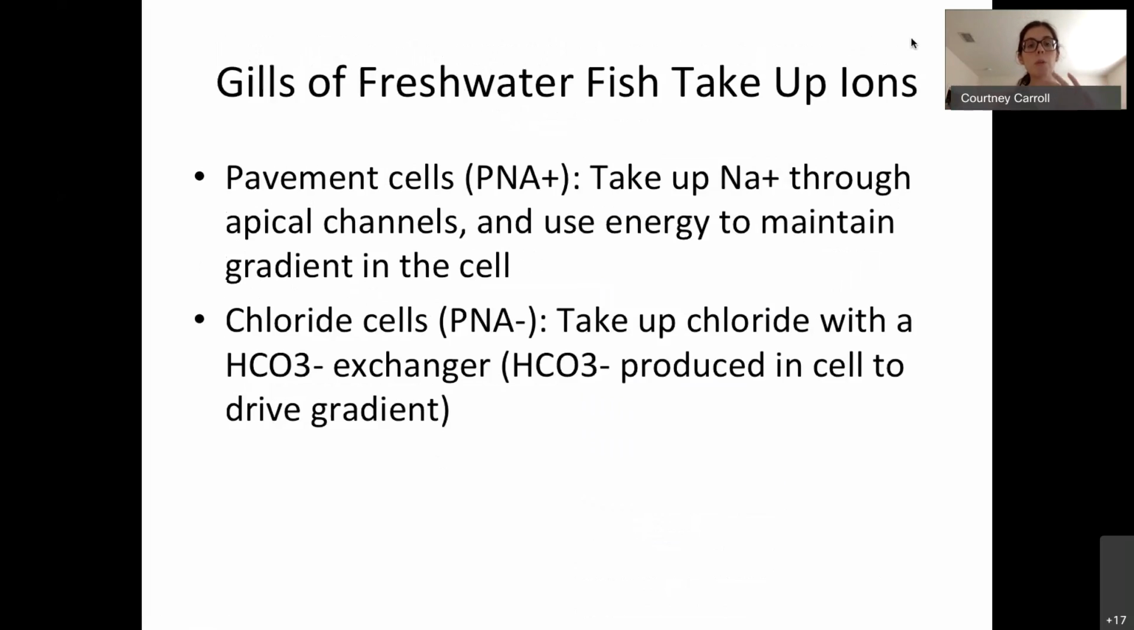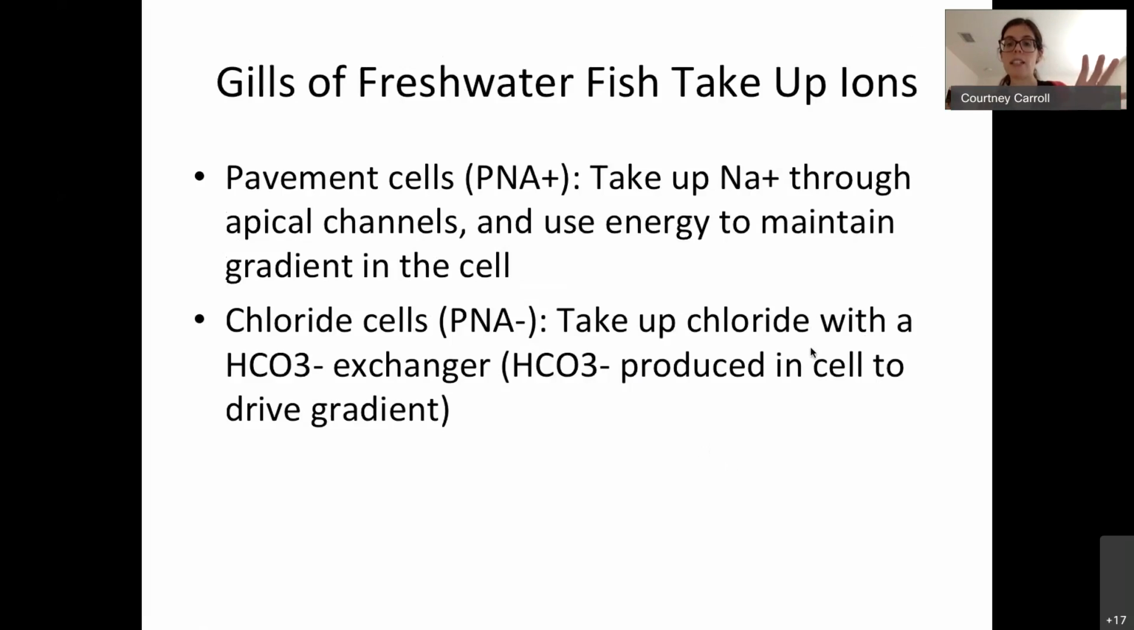And so they're going to use both the chloride cells and the pavement cells. The pavement cells, you also see them referred to as PNA positive cells. These take up the sodium through their apical channels and then use energy to maintain that gradient in the cell. Whereas the chloride cells, we call them PNA negative cells, they are the ones that take up chloride with a bicarb exchanger. So HCO3 is going to be produced in the cell, and that's going to drive the gradient.